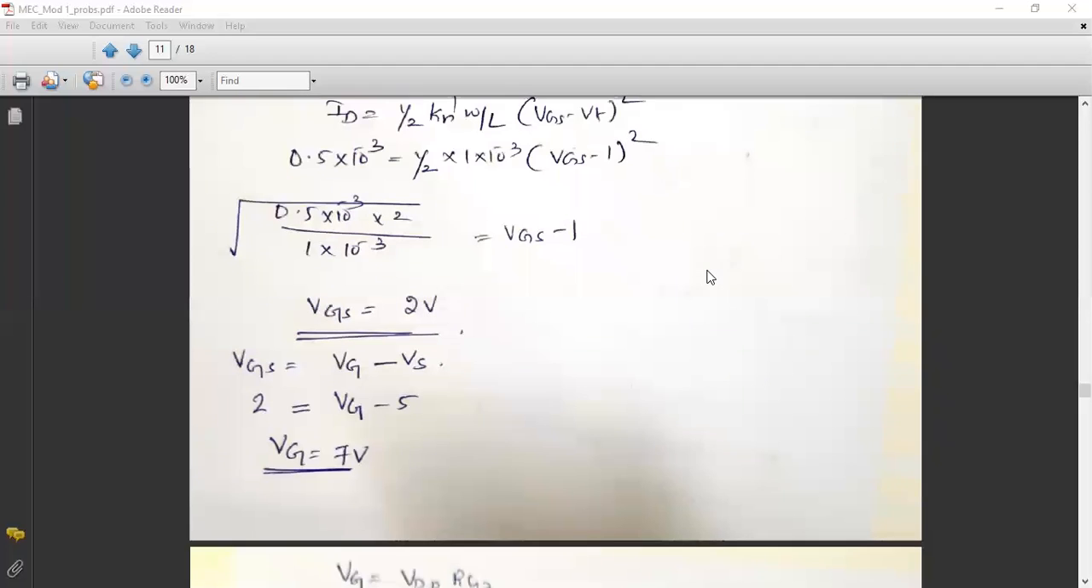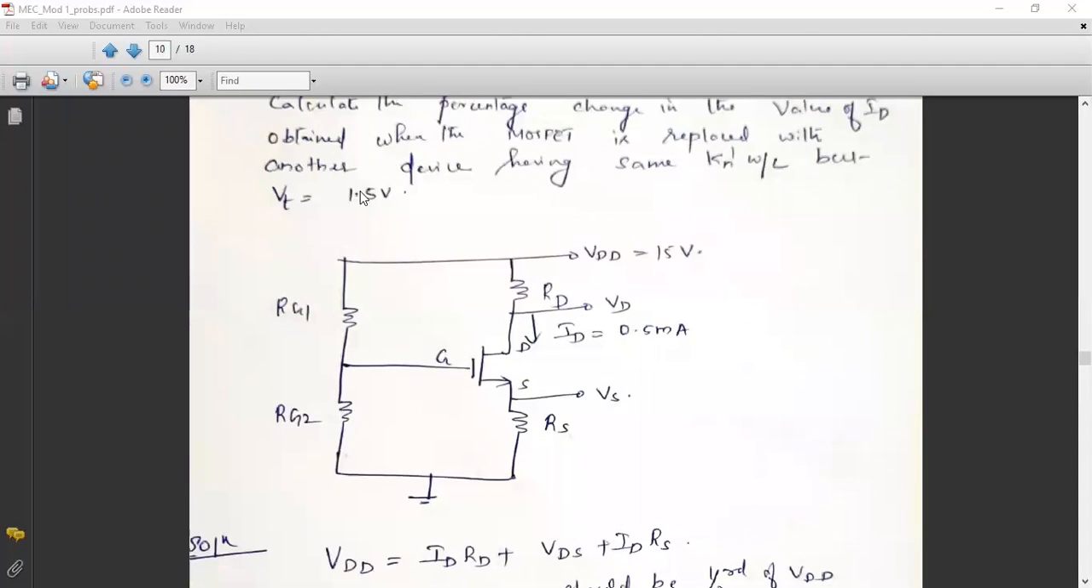Now we will apply the voltage divider rule, because as per the circuit diagram, RG1 and RG2 constitute a potential divider network for a voltage divider circuit, right? So this supply voltage VDD gets divided across RG1 and RG2. So you can write VG in terms of VDD according to the voltage divider rule. Please write that equation, VG in terms of VDD, RG1 and RG2.